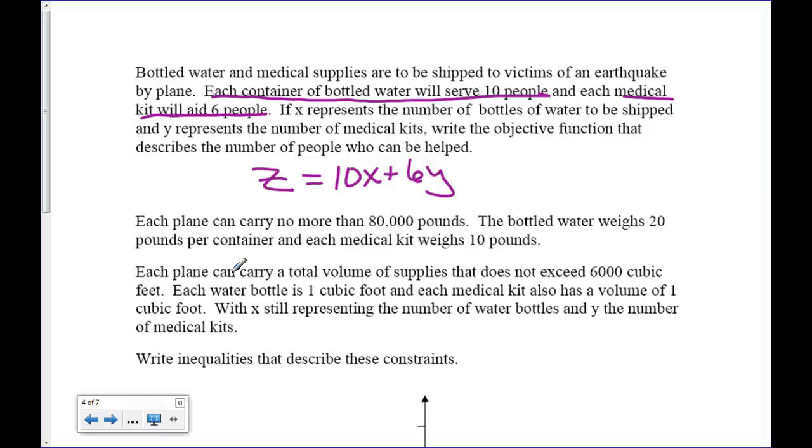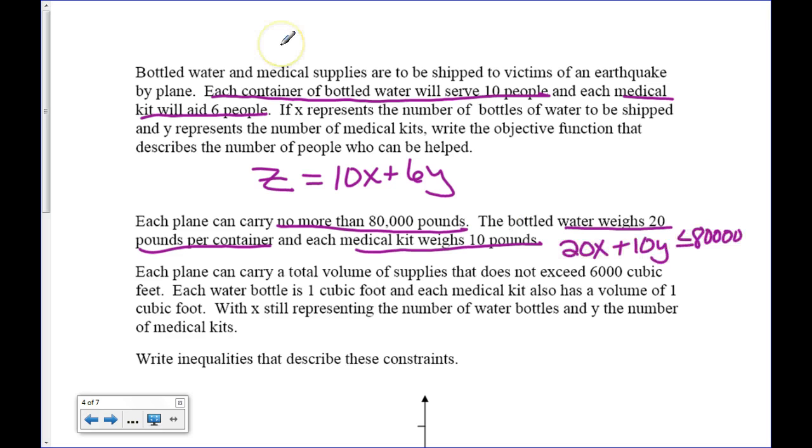Okay? The next line says each plane can carry no more than 80,000 pounds. That's an important fact. The bottled water weighs 20 pounds per container, and each medical kit weighs 10 pounds. So now I want you to write a constraint for this. Okay, so this constraint, 20 per container of water, plus 10 per container of the medical kits, those added up have to be less than or equal to 80,000 pounds. Okay, so that's one constraint.